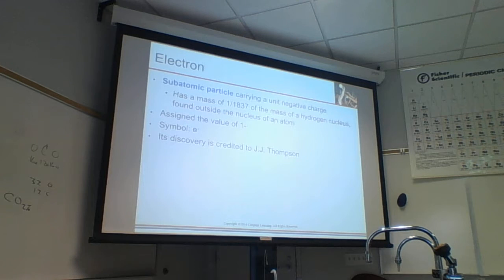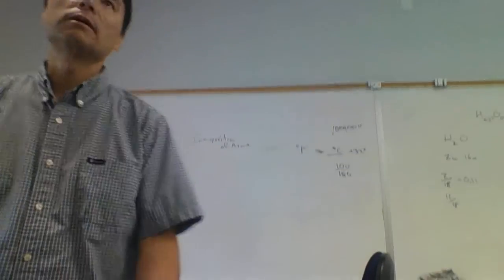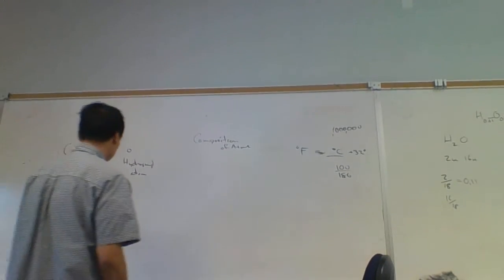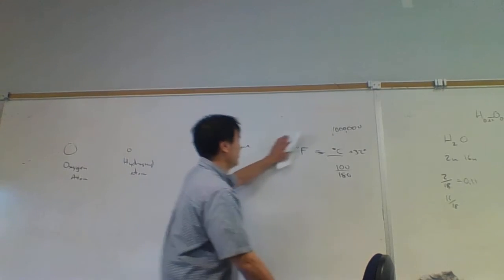And so, well, the first thing is we need to know the composition of atoms. So let's take a look at the composition of atoms. Because in order to understand properties, we'd like to know the composition and what else? And the structure. Then we'll know about the properties.